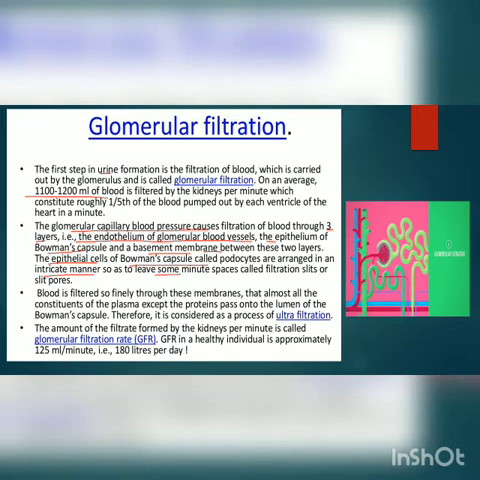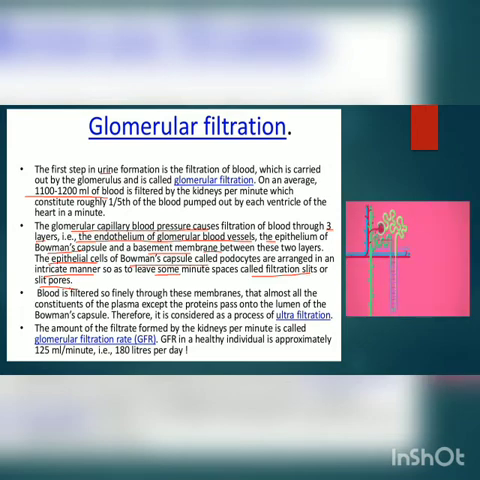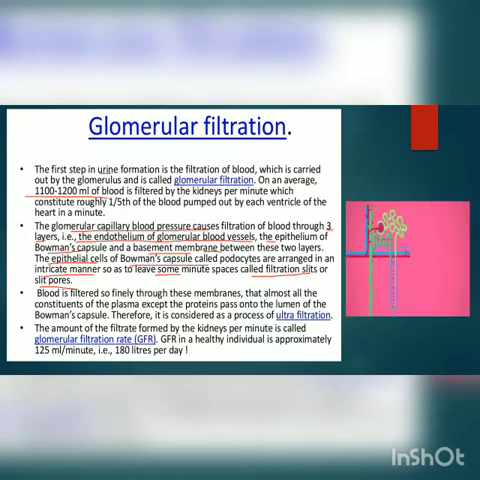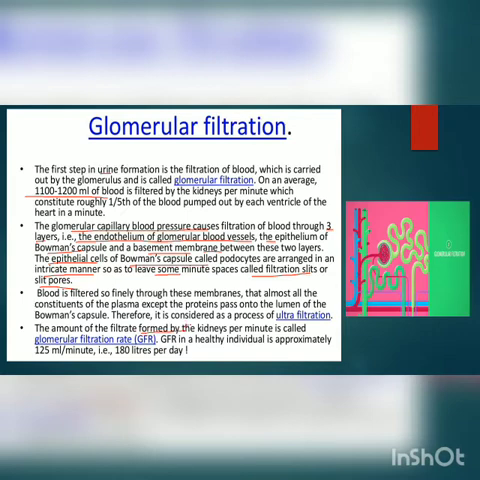some minute spaces called filtration slits or slit pores. In this manner they help in the filtration. Blood is filtered so finely through these membranes that almost all the constituents of the plasma, except the proteins, pass into the lumen of Bowman's capsule. Therefore, it is also considered a process of ultrafiltration.